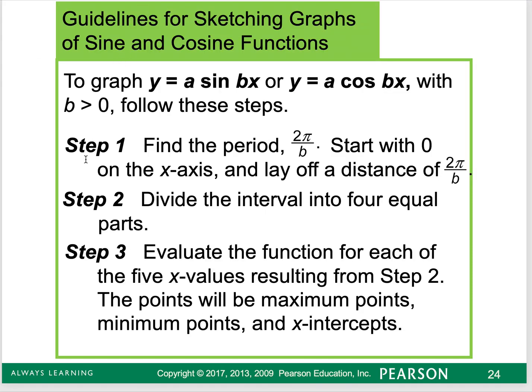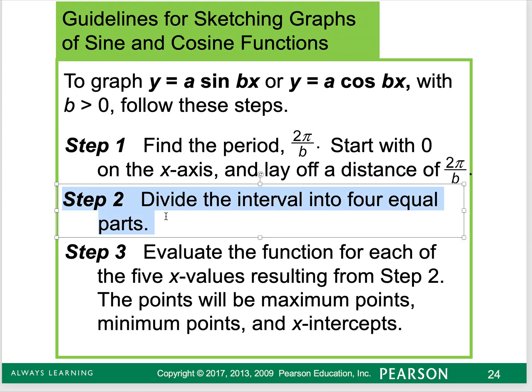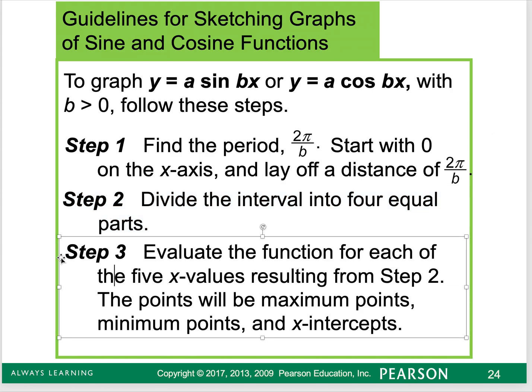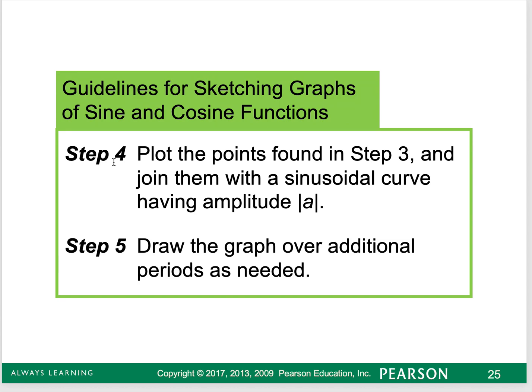So here are some guidelines you can use to do it. Step 1 is to find the period. That's always the first step. Step 2 would be to divide the interval into 4 equal parts. So you can take the interval from 0 to your period and divide that into 4 equal parts, or you can look at those traditional points and shift them. Then you're going to plug in and evaluate for each one of those values. You're going to plot the points. You're going to connect the dots.